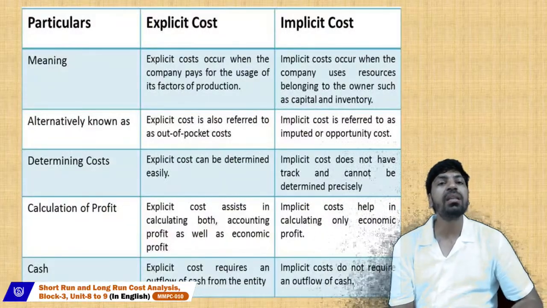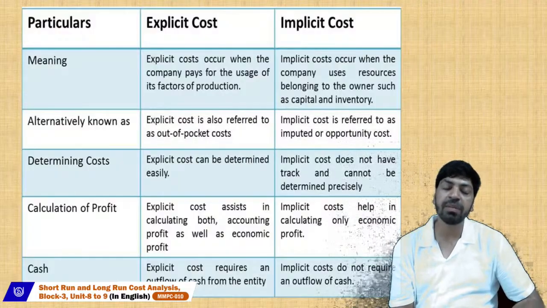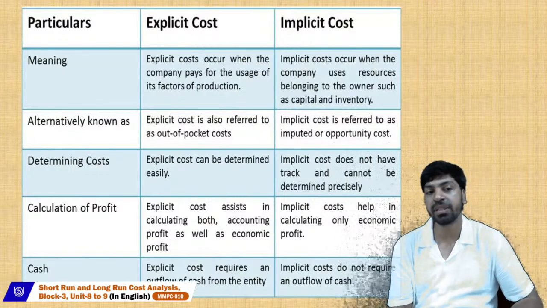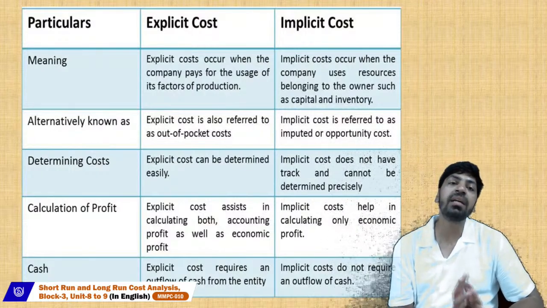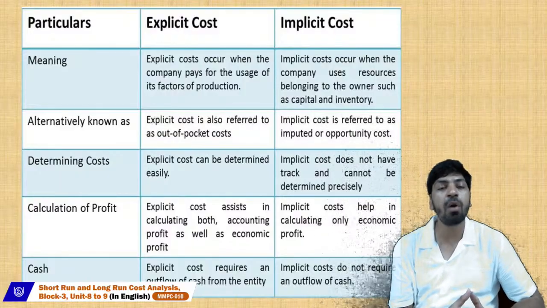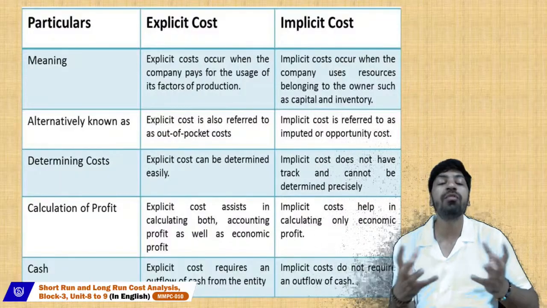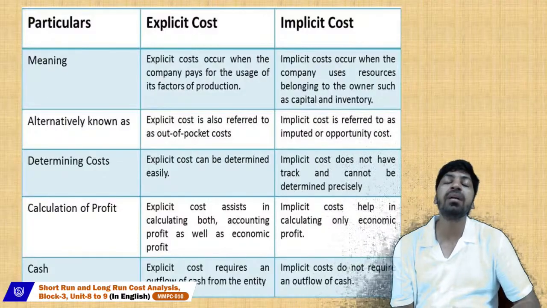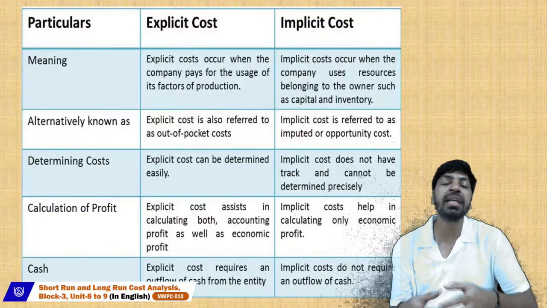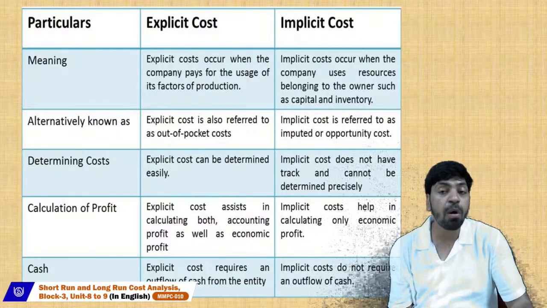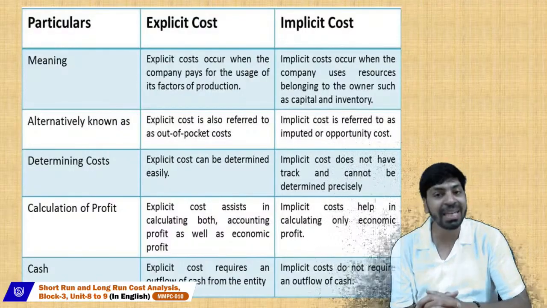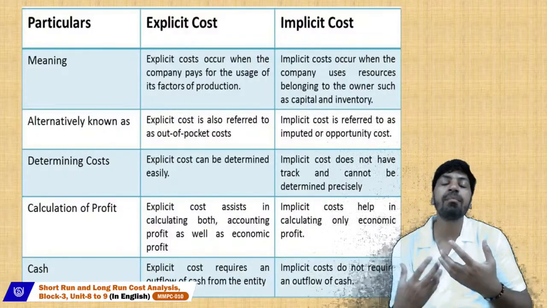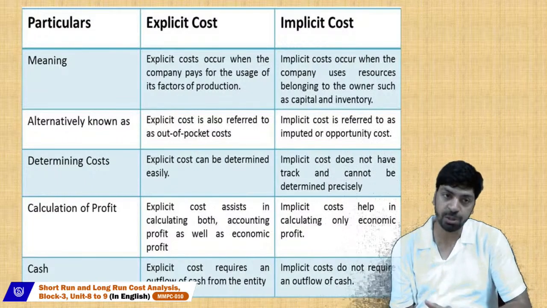This is the difference between the explicit and the implicit cost. When we talk about the meaning, I already explained what exactly explicit and implicit costs are. In other words, the explicit cost is the out-of-pocket cost, because it refers to the outflow of cash from the business. Implicit cost could be an imputed or opportunity cost, because it is not measurable and not recorded in the books of accounts or the financial statements. It's all about sacrificing something so that they can come up with better courses of action.